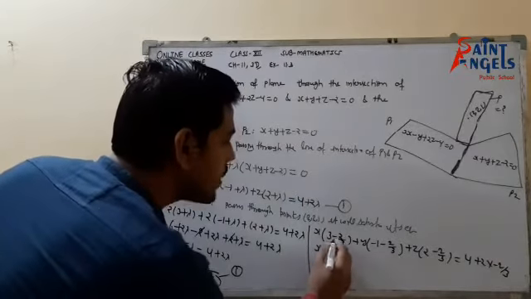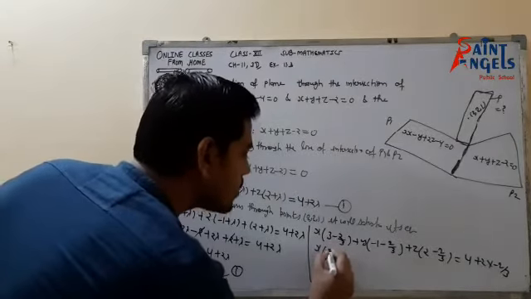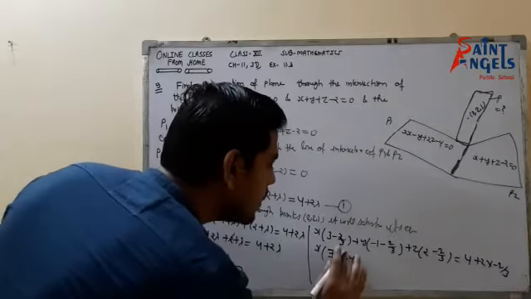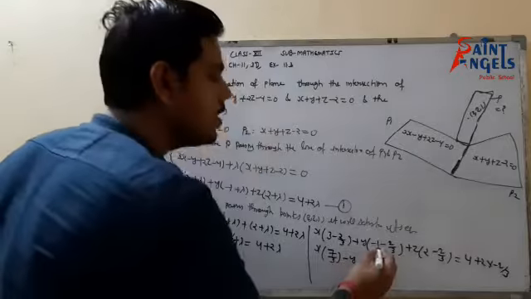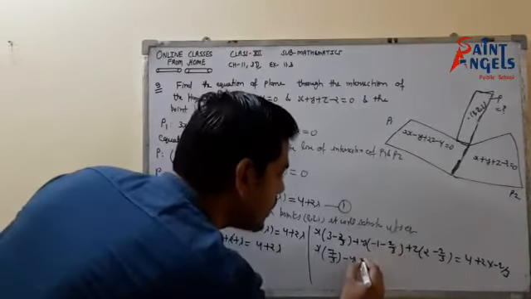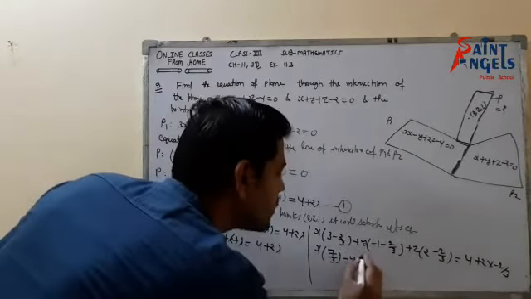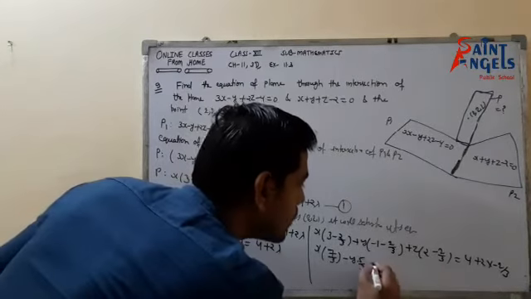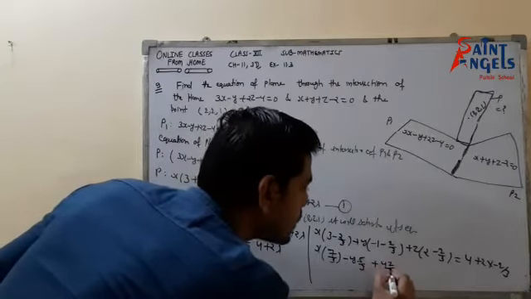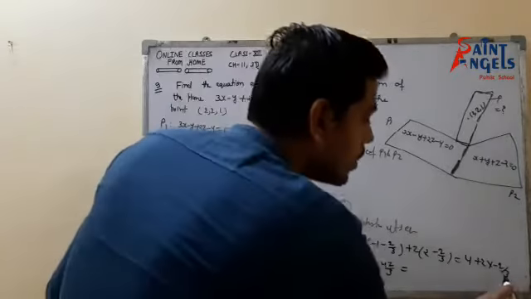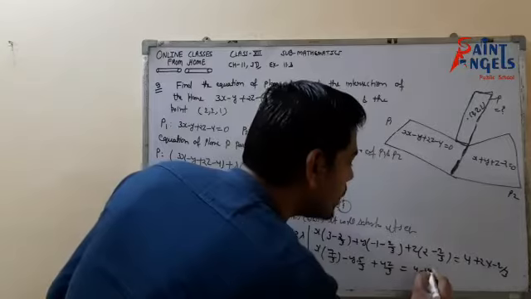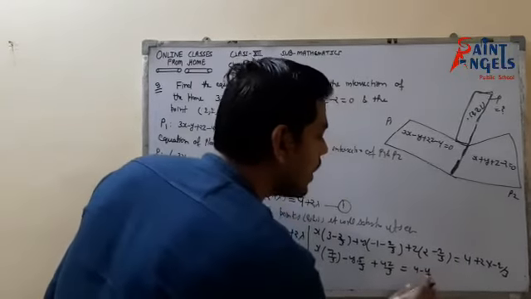So it would be 7x by 3. Here it would be minus, so minus 3 and minus 2, minus 5 by 3 into y, and here 6 minus 2, 4 by 3, so 4z by 3 equals to 4 minus 4 by 3. So that would be 8 by 3.